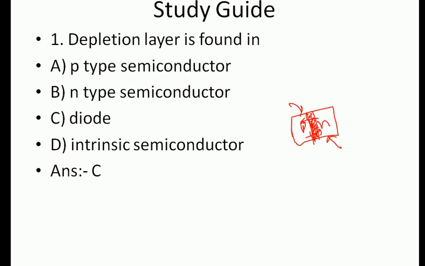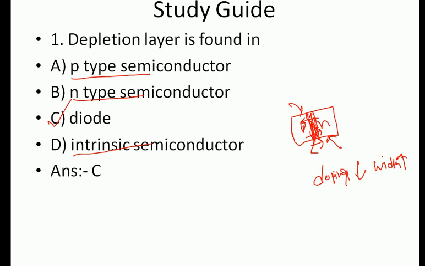If the doping concentration is very low, the width of this depletion layer is going to increase. If the doping level decreases, the width increases. The depletion layer can mainly be found in the diode, because a diode has a PN junction. In an intrinsic semiconductor or any N type or P type semiconductor, we cannot find a depletion layer, because they have no PN junction. So option C will be the correct answer.